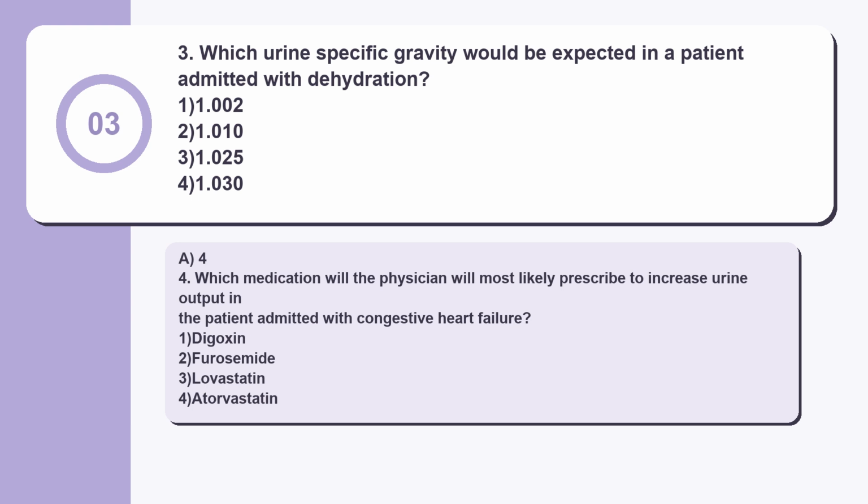Question 3. 3. Which urine specific gravity would be expected in a patient admitted with dehydration? 1. 1.002. 2. 1.010. 3. 1.025. 4. 1.030. 4. Which medication will the physician most likely prescribe to increase urine output in the patient admitted with congestive heart failure? 1. Digoxin. 2. Furosemide. 3. Lovastatin. 4. Atorvastatin.